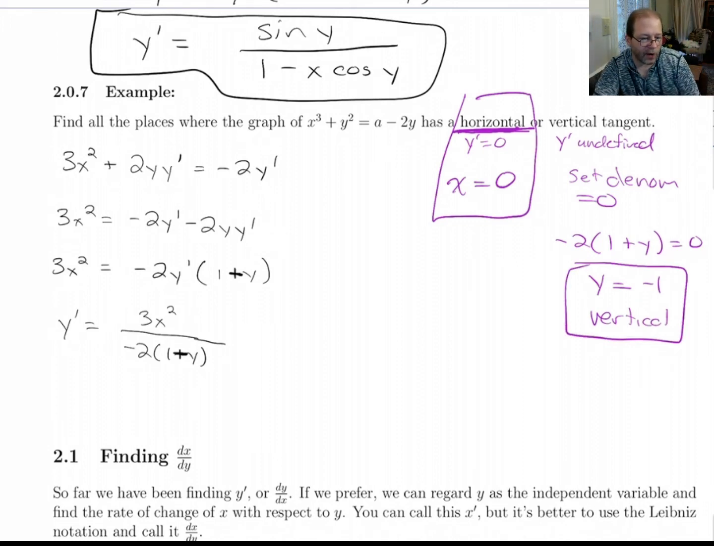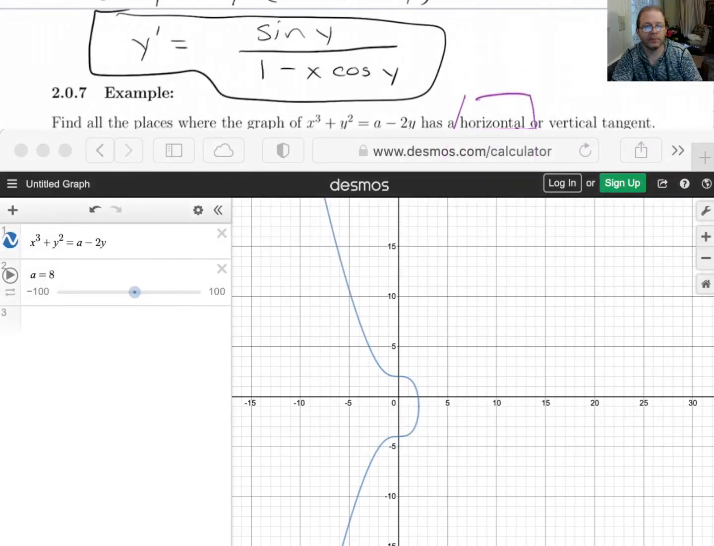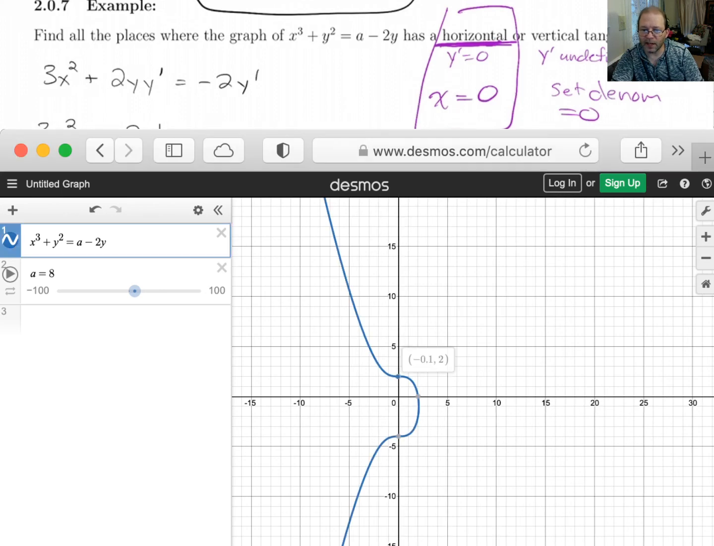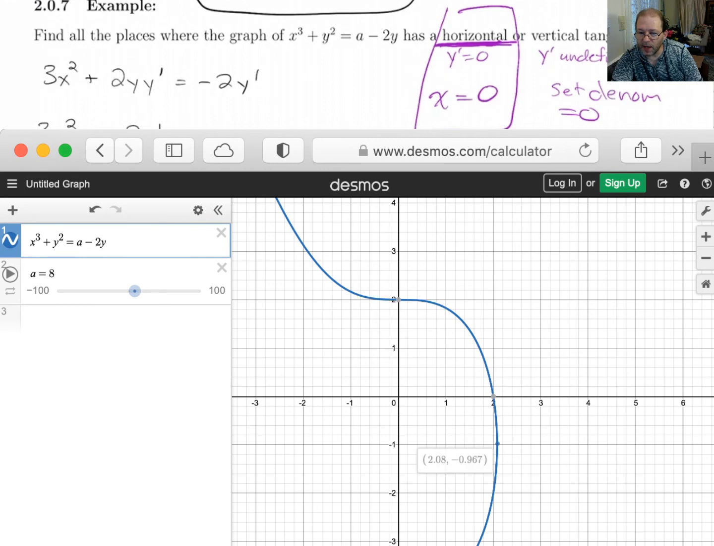And if we go back to our graph, we can see that. Let's see, when x equals 0, that's going to be along the axis. So that's going to be here at this point and here at this point. Both of those have a horizontal tangent. For the vertical tangent, let me zoom in a little bit. That's going to happen over here.